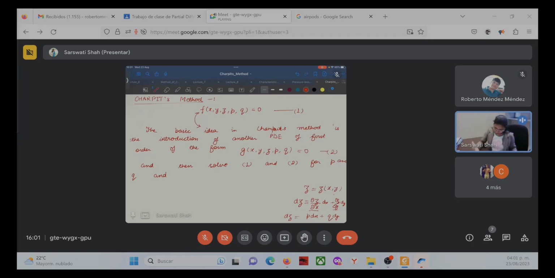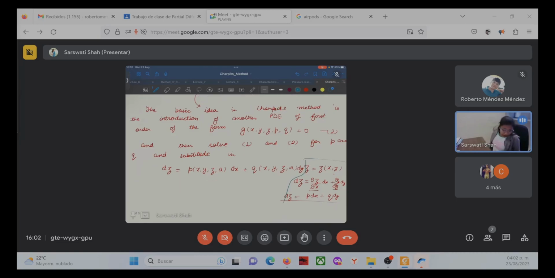Then solve first and second for p and q and substitute in this equation. In your notes it might be that everything is not explained in detail, but here you are getting the idea of how this equation after this equation is appearing. Now the solution of equation third, if it exists.